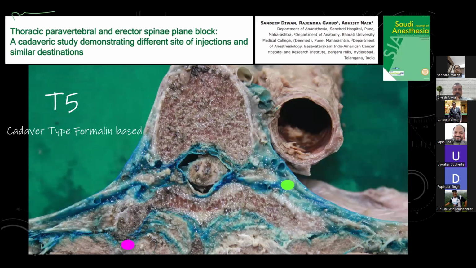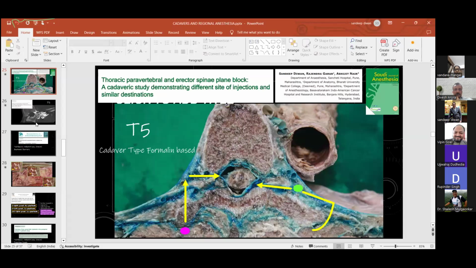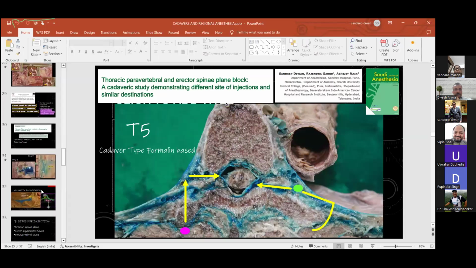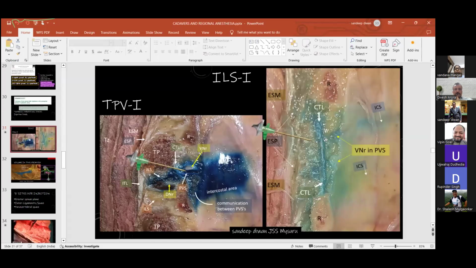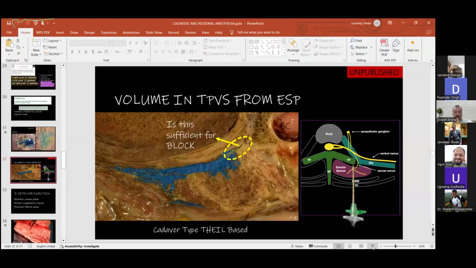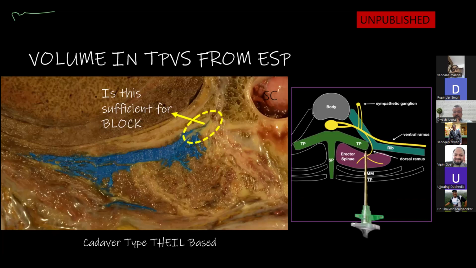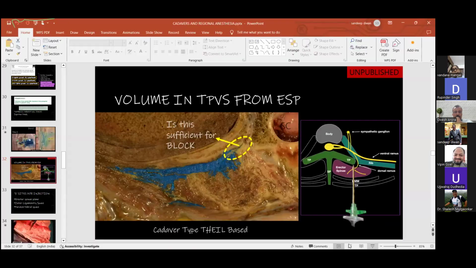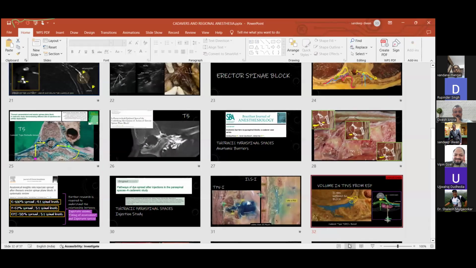While this was done in how many? This was done in almost 8 cadavers. So we had 16 specimens here. And this was done in only 2 cadavers, so it's hardly 4 specimens. So we cannot quote exactly the incidence of the injectate going ventrally.